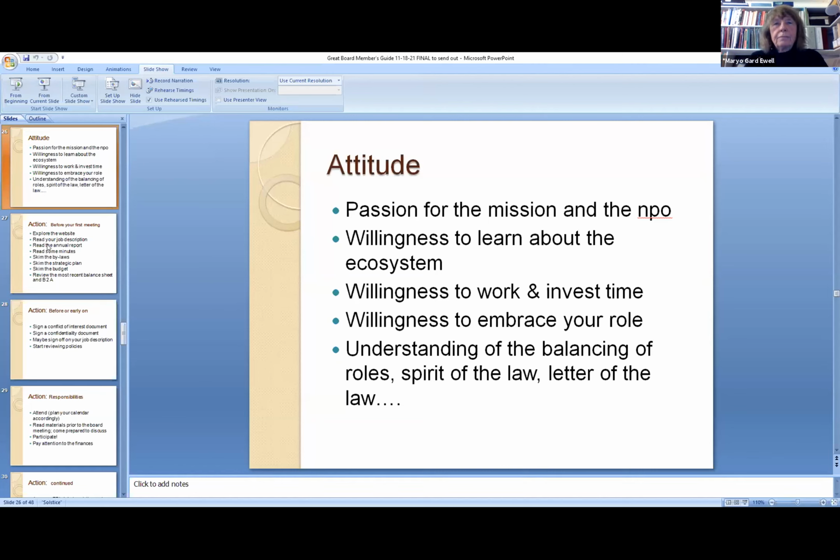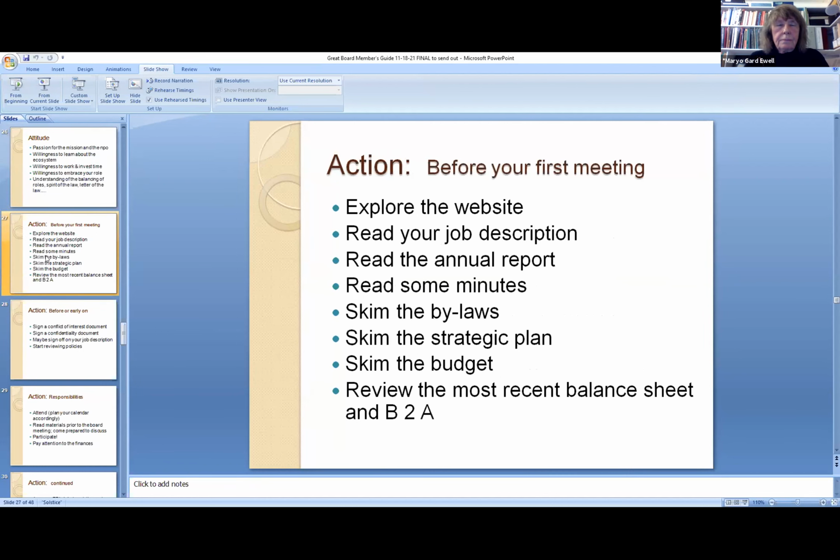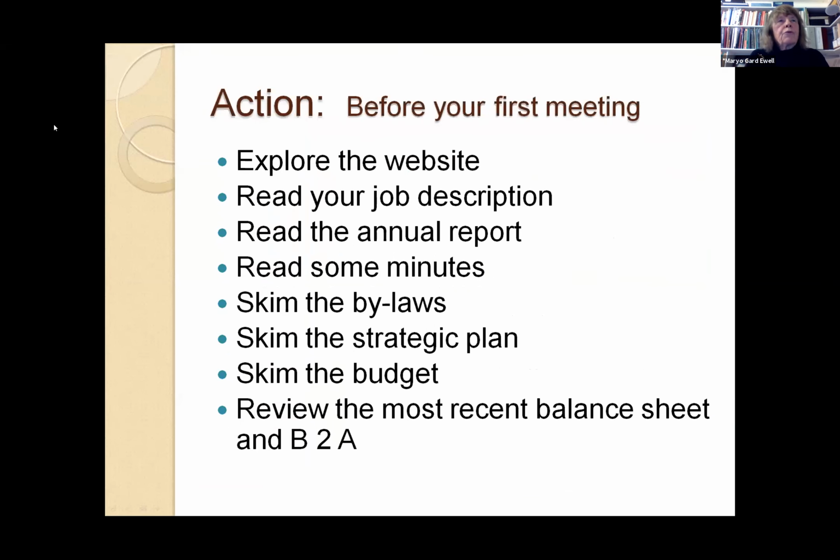Okay, attitude. We talked about that. So what do you actually do? First of all, before you start, before your first meeting, explore the website, obtain and read the job description for board members, and if there isn't one, make it a personal goal to ensure that job descriptions are adopted this year. Read the most recent annual report, the minutes of the last two previous meetings, and then at least skim the bylaws, the strategic plan, the budget, the most recent balance sheet, and the most recent budget to actual.